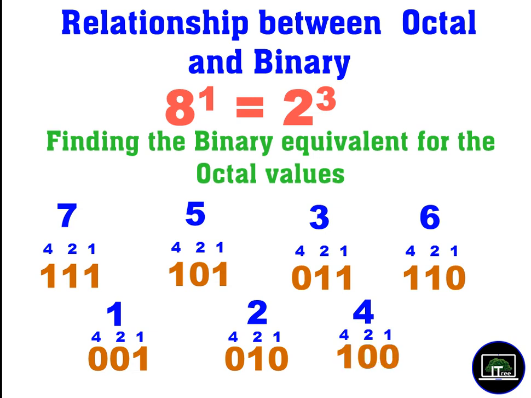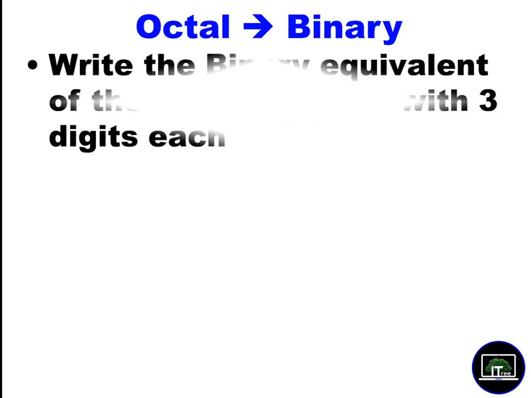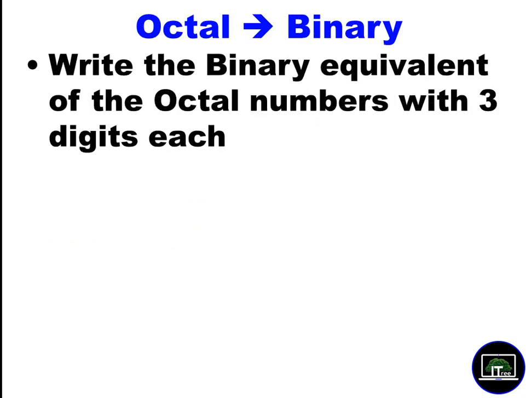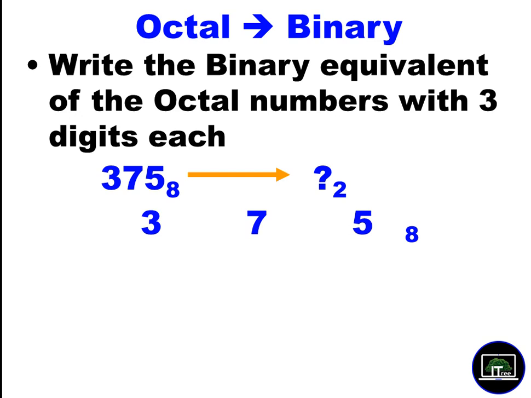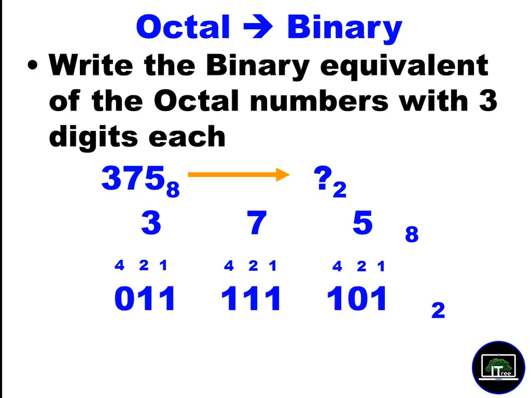Okay, with that knowledge, we try to solve a few problems. We are going to convert this one. You always write the binary equivalent of that octal number using 3 digits for each. Remember that. Converting 375 from octal to binary, we write with gaps like this. Under that you write 4 2 1, 4 2 1, 4 2 1. 3 is 0 1 1, 7 is 1 1 1, 5 is 1 0 1.